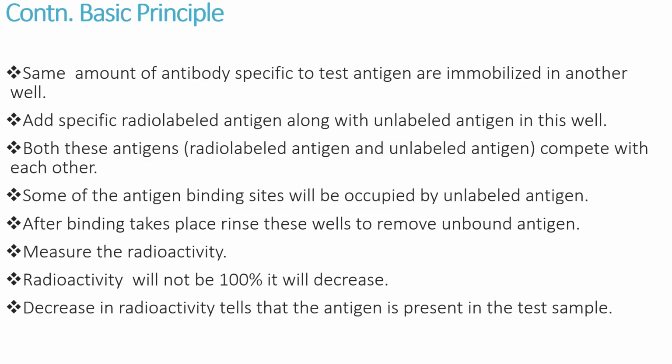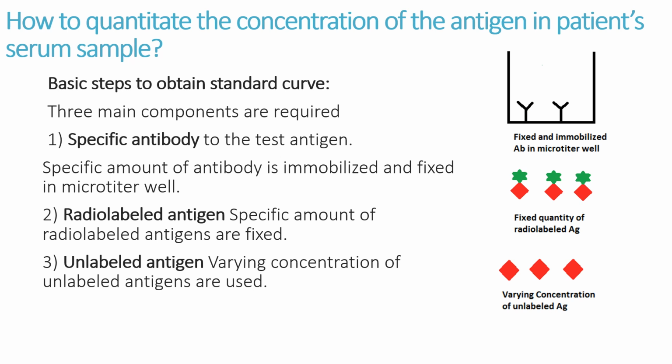But how will you determine the concentration of antigen in a patient serum sample? To quantitate the concentration of antigen in the patient serum sample, first we need to obtain a standard curve. This standard curve is generated by measuring the amount of radioactivity. Now remember that both these radio-labeled and unlabeled antigens are the same as the antigen we are going to detect and quantitate in the patient's serum. Now let us see the basic steps involved in the generation of the standard curve.